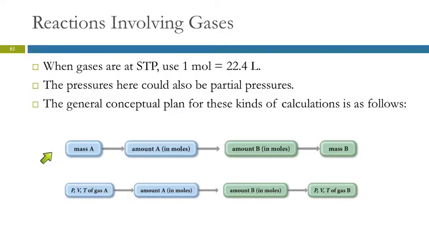Here's the general plan for stoichiometry: grams to moles to moles to grams. When we're dealing with gases, we're going to mix it up. If you're starting with an amount of gas, you're going to have pressure, volume, and temperature of a gas. You use the ideal gas law or molar volume to convert to moles of that gas. Then you use the stoichiometric ratio, the mole ratio, to get to moles of your other substance. And then, depending on what they're asking you for, you may need to use the ideal gas law again. Any questions on the big idea?